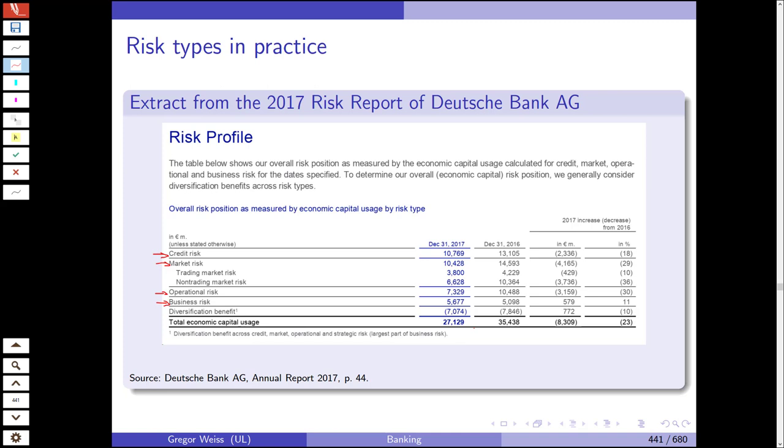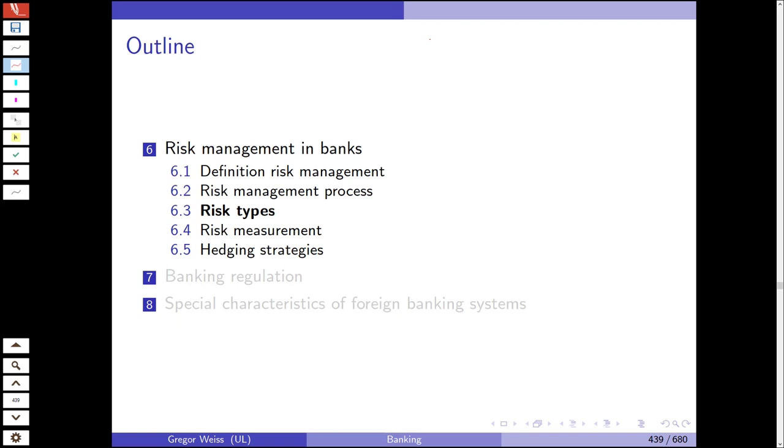Now, what does it mean, and why is it measured by economic capital? It's a very simple idea. How should you measure risk? Let's start with a toy model of a bank's balance sheet.